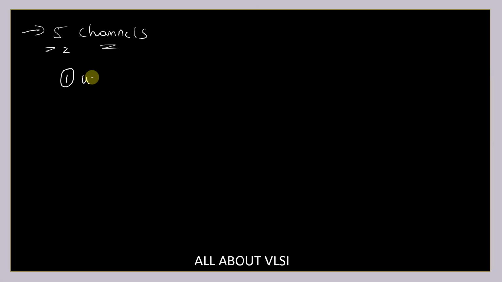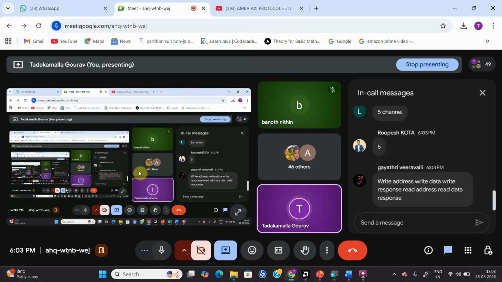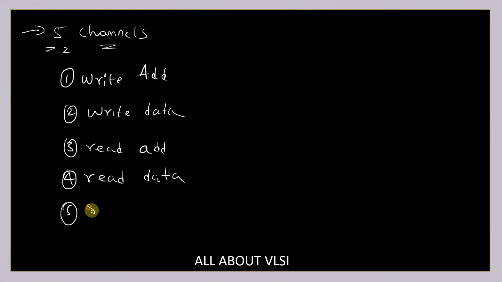Exactly. So we have the write address channel and the write data channel, and we have the read address channel and the read data channel for read operations, and the last channel is the response channel. These are the five independent channels which we have in the AXI protocol, and you can have these channels working in parallel.